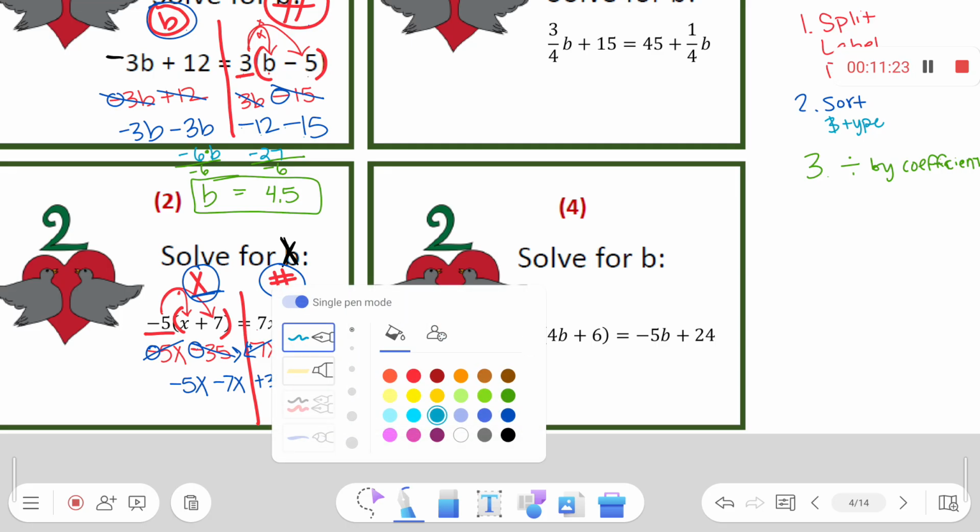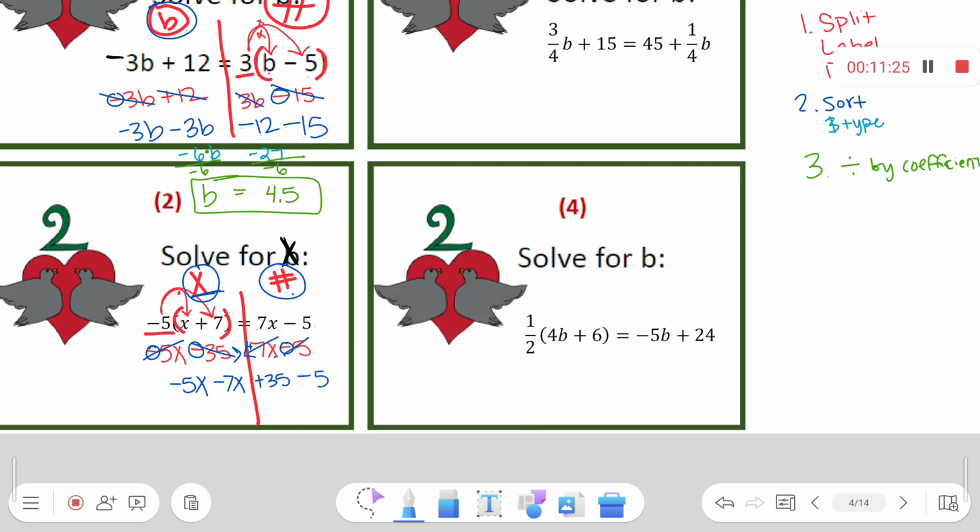This is where the typing comes in. On the right side, 35 minus 5 is just 30. On the left side, we have -5x minus 7x. You cannot type the x's, so we've got -5 minus 7. Well, -5 minus 7 is -12. That is the x side, so even though I couldn't type the x's in, I still have x's there.